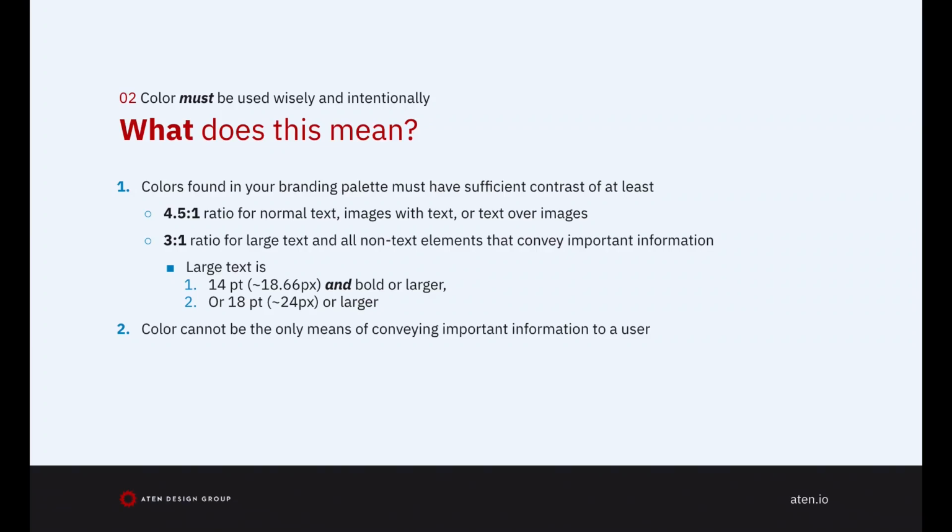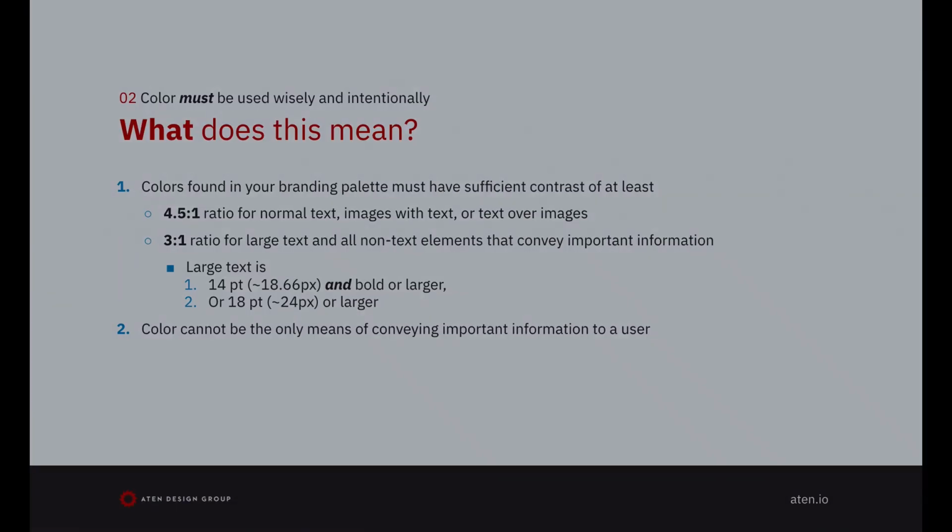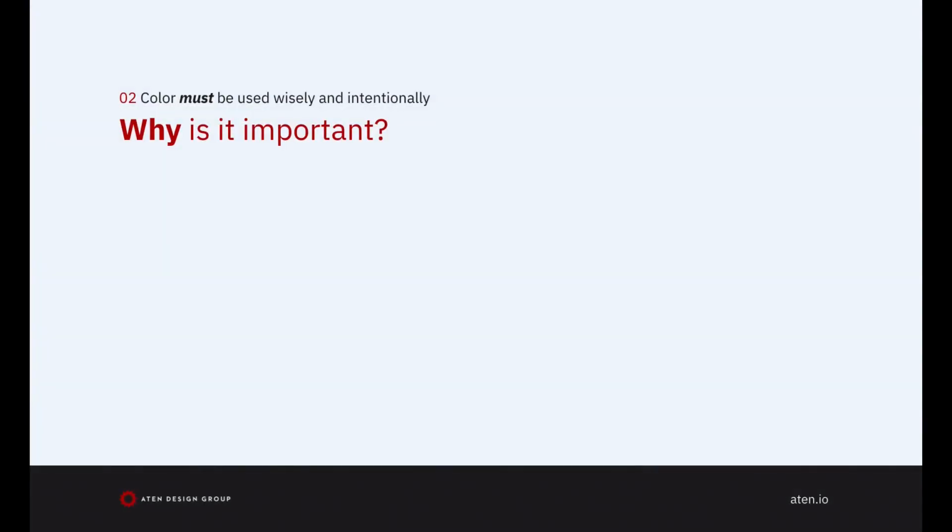And the other big one with color is that it cannot be the only means of conveying important information to a user. So why is color important? Why do we need to be using this correctly? Well, 1 in 12 men are actually colorblind, and 1 in 200 women are colorblind. That's a lot of people in our everyday life. My husband and my dad are both colorblind, and one of my best friends. There's a lot of colorblind people that could be in this room. We don't know. So we do want to make sure the color is always at top of mind.